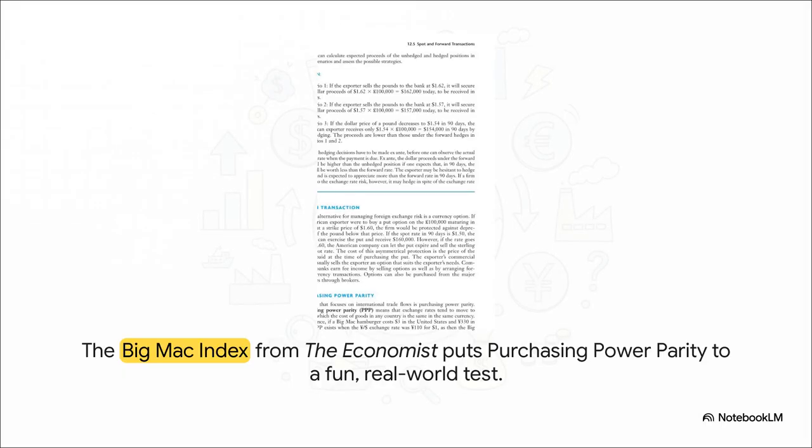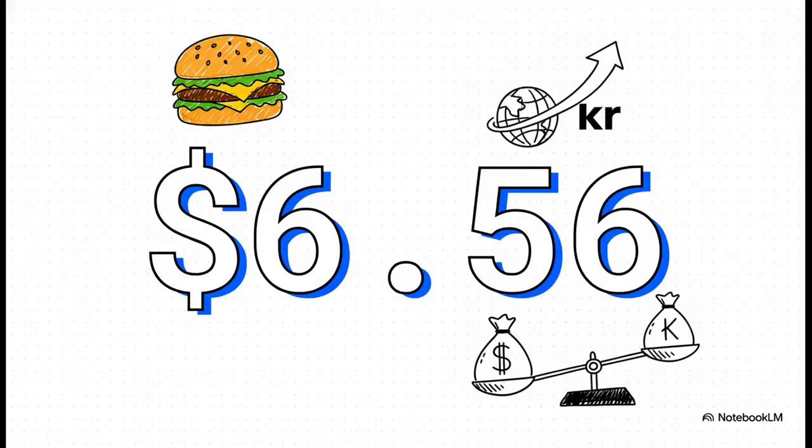So, to put this whole idea to a fun, real-world test, the magazine The Economist came up with something brilliant: the Big Mac Index. I love this. Since a Big Mac is pretty much the same everywhere you go, they use it as a simple yardstick to see if currencies are trading where they should be, according to this PPP theory. So, let's look at what they found.